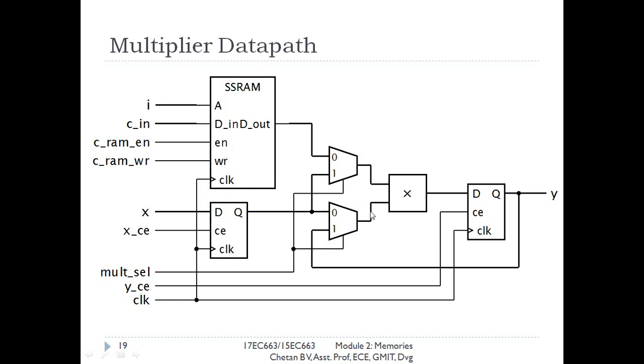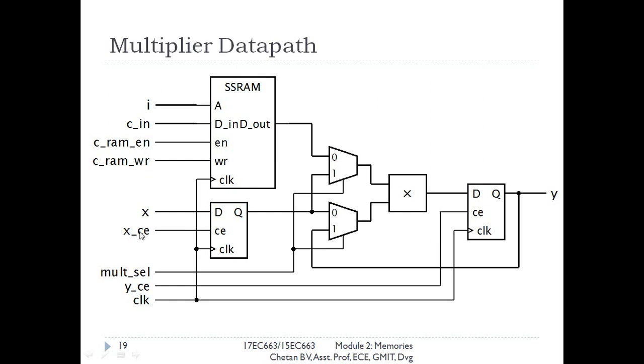So this arrangement enables us to perform the multiplication of Ci into X first. After that, the product of Ci into X will be multiplied with X again to give Ci into X square. The result will be stored in this register. So this is the register which will store the result, that is Y equals Ci into X square. This is the input register where the X samples will be stored. X underscore CE is the enable signal of this register.